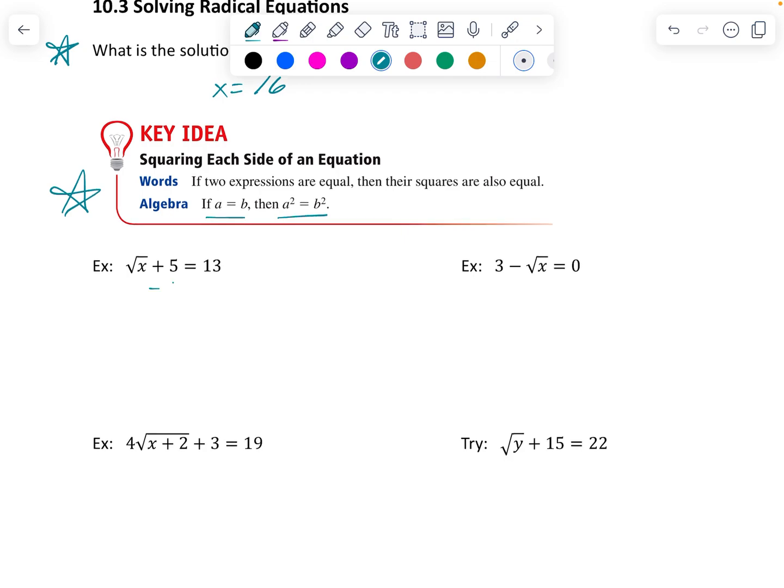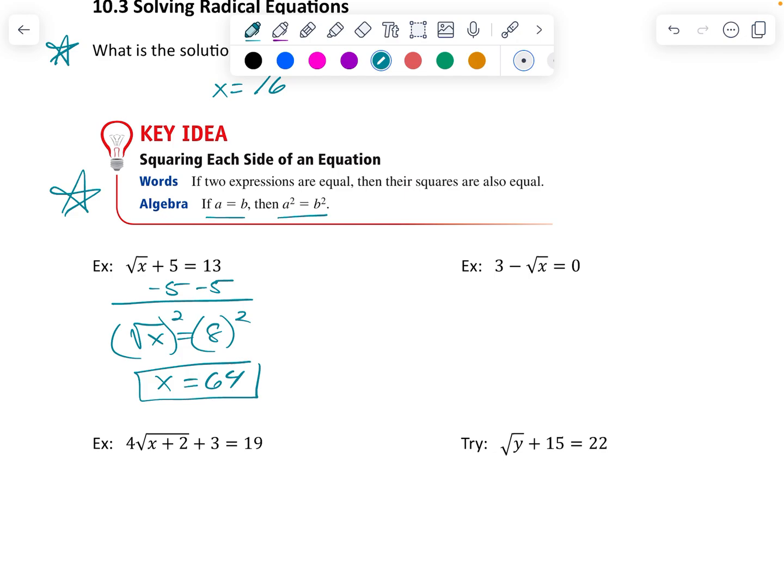And so step 1 here would be to subtract 5 from both sides, which leaves us with the square root of x equals 8. Now we can square both sides. So we're going to square both sides, and we get x squared equals 64. Oops, not x squared. We'll back that up. x equals 64. There we go.